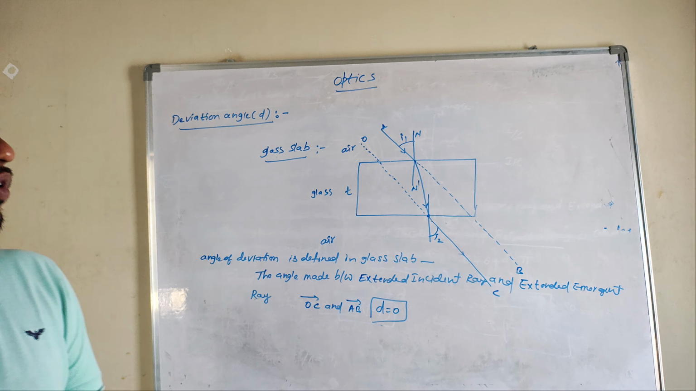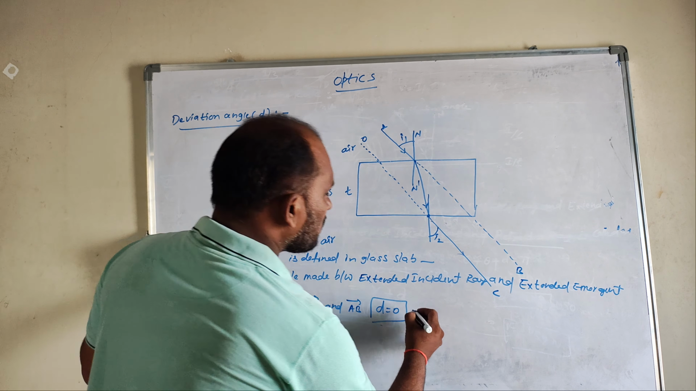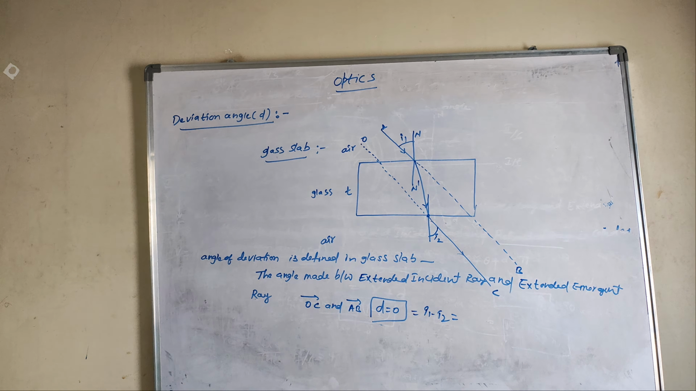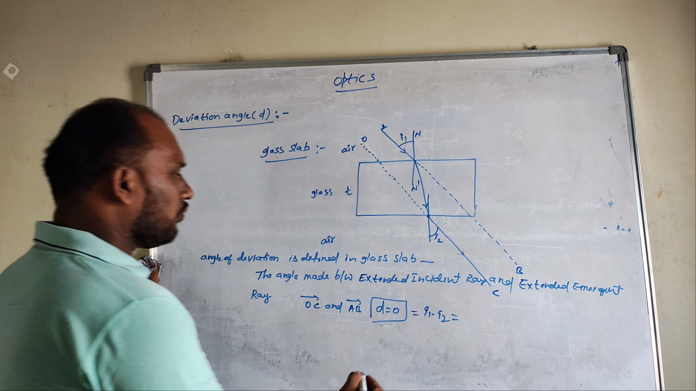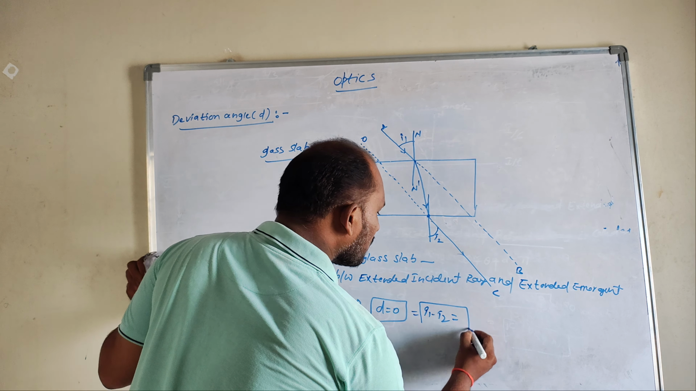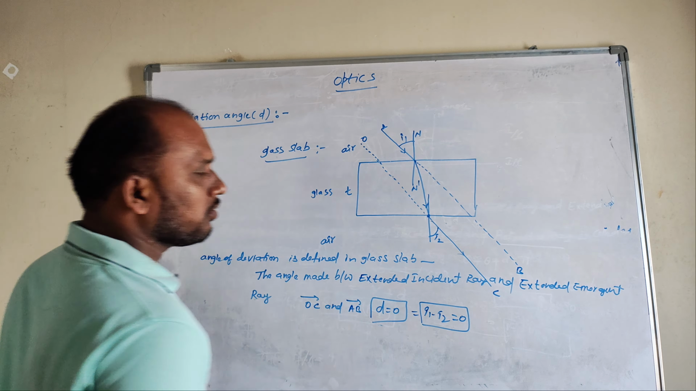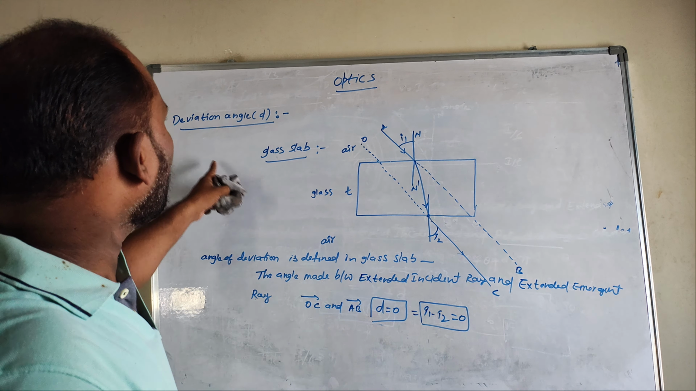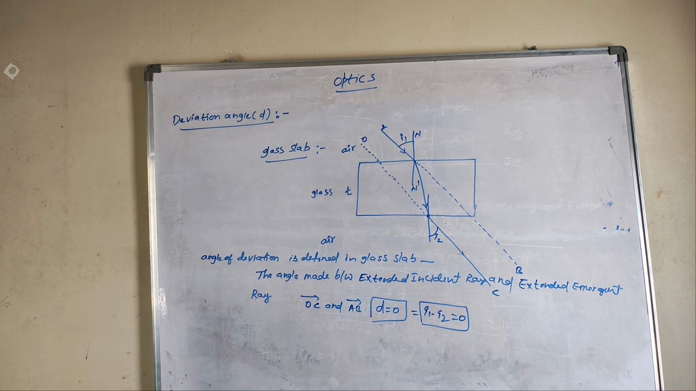So keep in mind, how do we find it in terms of angles? Very simple: I1 minus I2. So this is the formula for the angle of deviation. What is the value? I1 is equal to I2, I hope. See the derivation in a later video. So this is the way we find the angle of deviation for a glass slab.